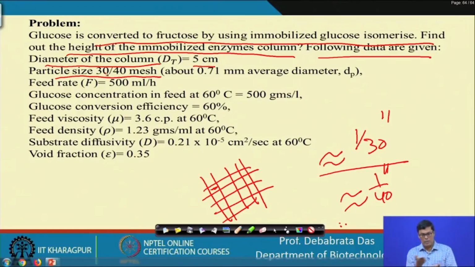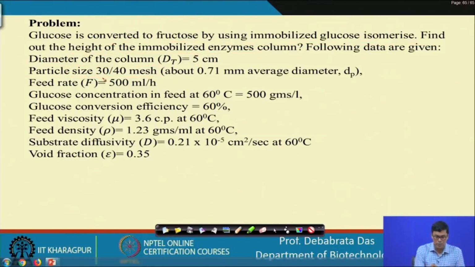So in a sieving plate, if the particle passes through 30 and is retained by 40, we call it 30 by 40. If it passes 40 and is retained by 50, we call it 40 by 50. So this is like this. The feed rate is 500 milliliter per hour. The glucose concentration at 60 degrees centigrade is 500 grams per liter. Glucose conversion efficiency is 60%. The viscosity is 3.6 centipoise. Feed density is 1.23 grams per liter, and diffusivity and void fraction are also given.